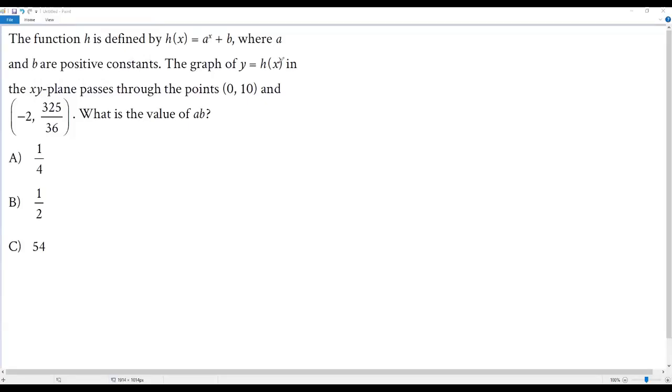The function h is defined by h of x equals a to the x power plus b, where a and b are positive constants. The graph of y equals h of x in the xy-plane passes through the points (0, 10) and (-2, 325/36). What is the value of a times b?